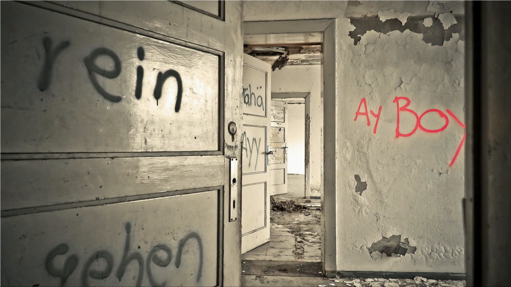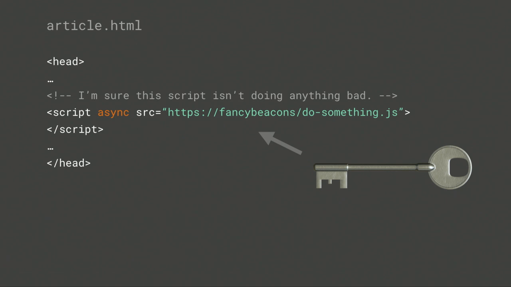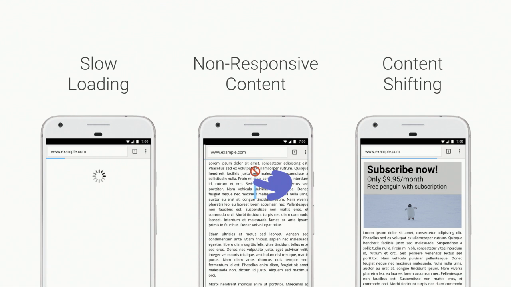However, on the web, there's an ongoing challenge of having a lot of monetization and user acquisition methods in play versus the user experience. And this happened because we're giving the keys to everyone. We're giving the keys to everyone, for everyone, to our web pages. So as soon as we add a script from a third party to a web page, all bets are off, right? If you can't trust that source, they could do whatever they want on your web page. It is really like giving a key to a stranger. And so what we get because of that are slow-loading pages and non-responsive content that's shifting around, which is really not great to experience.